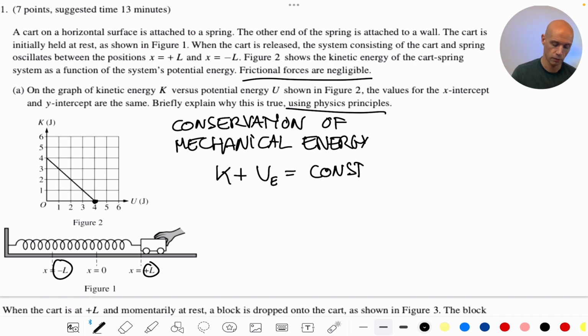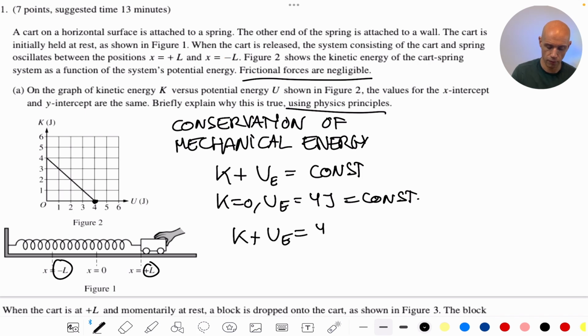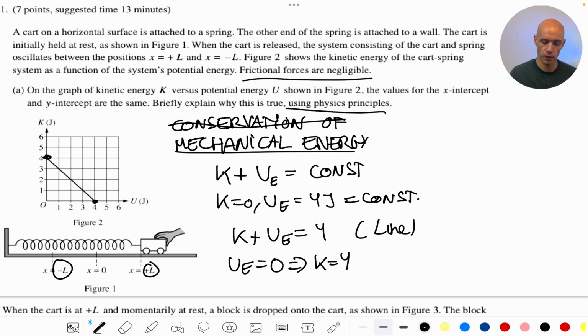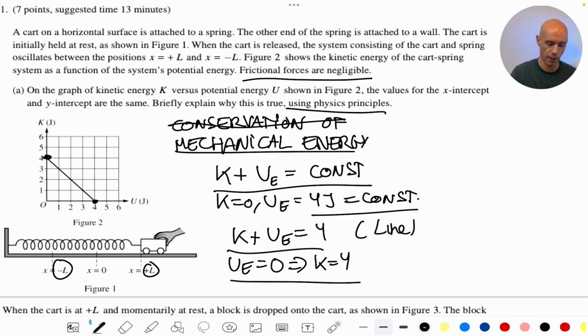We can go here when we see that for K equal to 0, U elastic equals 4 joules, and then we get that this is the value of the constant. There are units, which is good, but we don't use them really. So K plus U_E is going to be 4, which is basically a line. And also when the elastic potential is 0, then what do we have for the kinetic? It's 4, so here. So we have proven that. This is the principle that we are using, conservation of mechanical energy. This is the equation. We have found the constant, and yes, we have also derived that it should be 4.